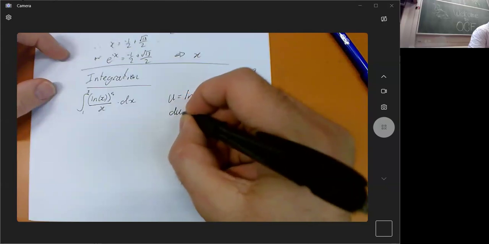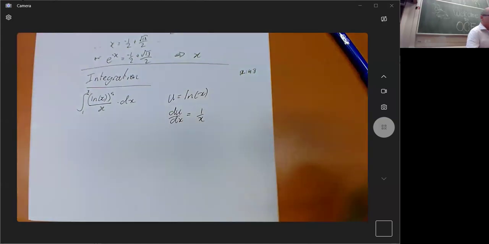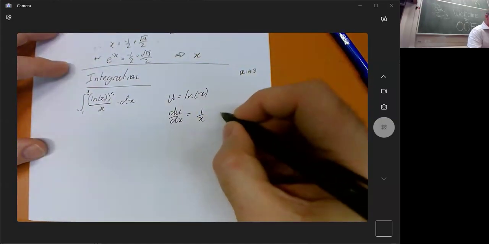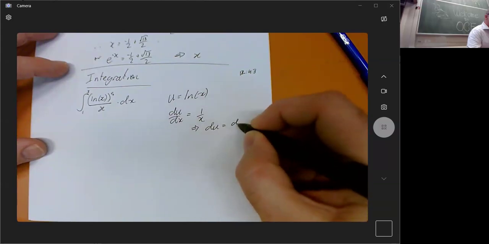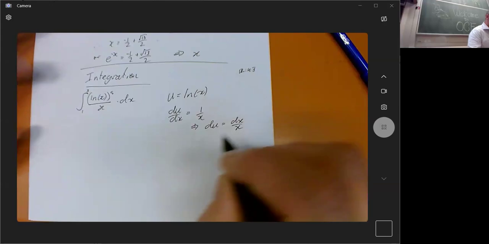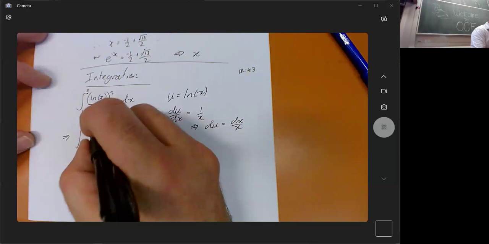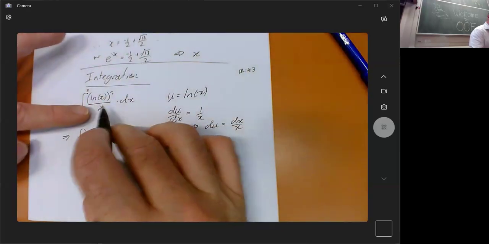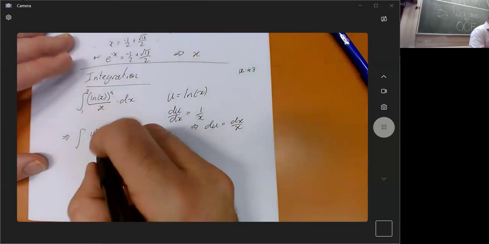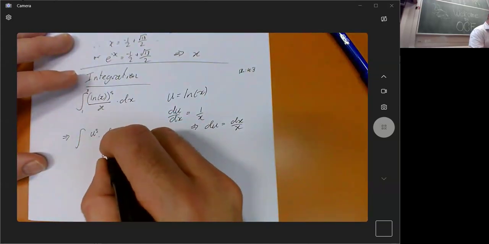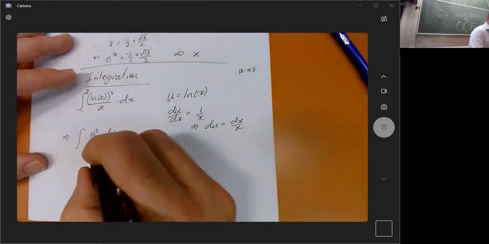And so if I'm going to do du on dx, that is equal to 1 on x. And so this allows me to go, oh, this is the thing that's going to do this. My du is equal to dx on x. So when I write this out, my integral is going to be u to the power 5, and this dx on x bit is just going to become du. And that allows me to go, all right, add 1 to the power of u, divide by the new power, and that is what my integral is.